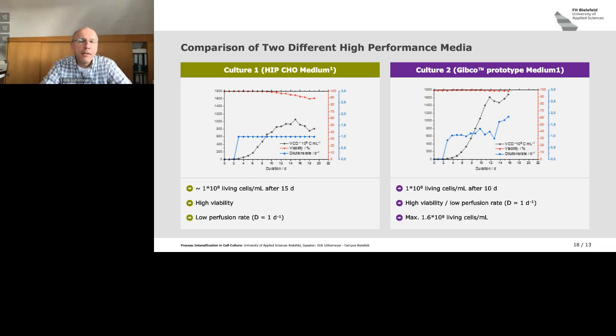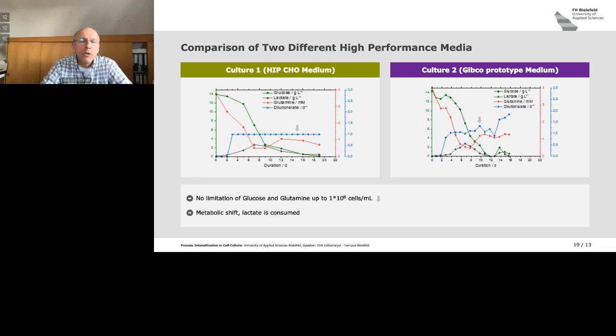Looking at the metabolites, the arrows in both pictures indicate 100 million cells, and up to 100 million cells we saw no limitation of glucose or glutamine, and very nice, we saw the metabolic shift, and from day 7 lactate is consumed by the cells. These results show that the single-use perfusion bioreactor we used worked really well, and both media were able to reach 100 million cells, maintaining a low perfusion rate.